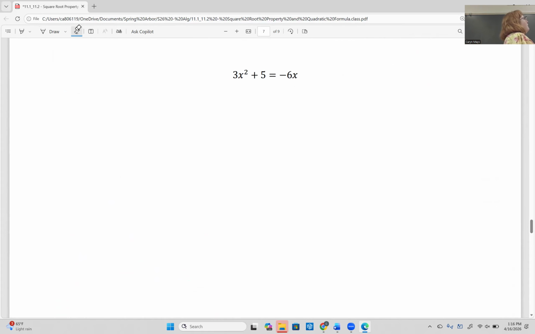Another example. 3x squared plus 5 equals -6x. This one I want us to solve with the quadratic formula. So, what do you think we would want to start off doing to use the quadratic formula? We'd want to find our A, B, and C. Yeah, we want everything on one side. That's an overarching theme of solving things. Put everything on one side. So add the 6x over. And then figure out what our A, B, and C are.